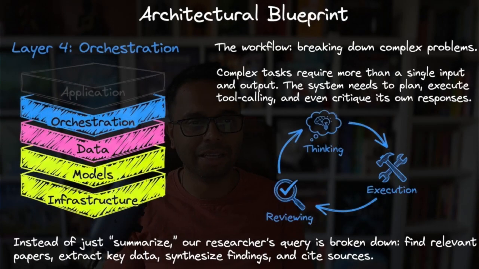The next layer is basically orchestration. Now this is where most of the magic happens. There's a workflow, right? And if you have a very complex problem, this is the layer where you actually break it down into smaller parts, right? So you take a complex task, which probably requires more than a single input and output. You try to orchestrate that here.